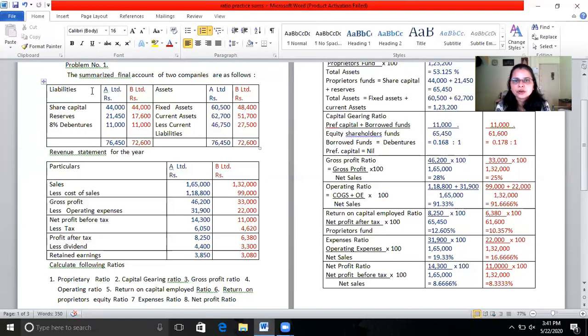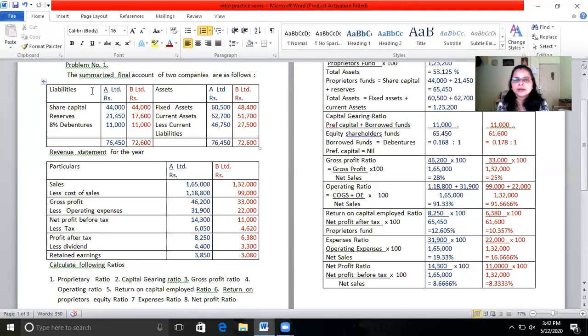The formula for gross profit ratio is gross profit upon net sales into 100. Now, clearly they have given gross profit of A Limited is 46,200 divided by sales 1,65,000 into 100. As it is multiplied by 100, the answer will be in percentage, that is 28%. For B Limited, gross profit is 33,000 upon net sales 1,32,000 into 100. So gross profit ratio will be 25%.